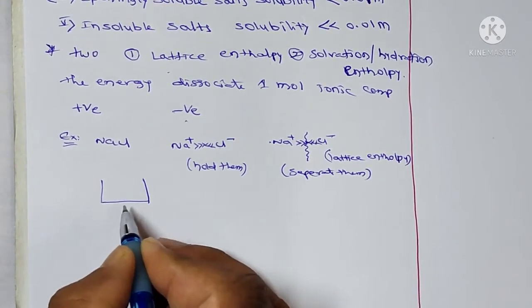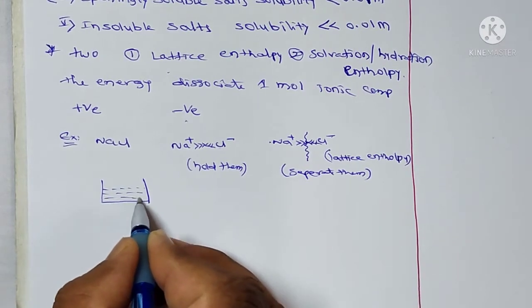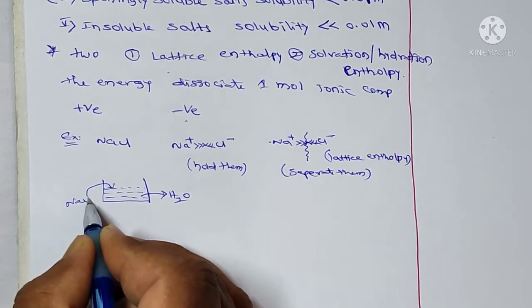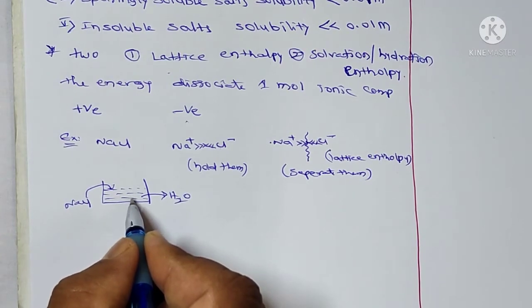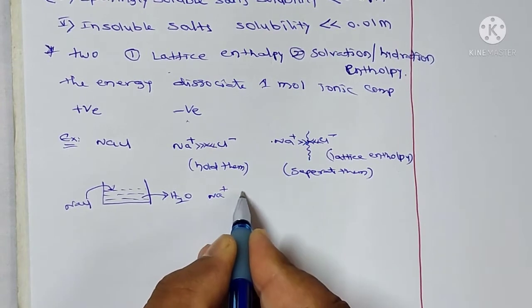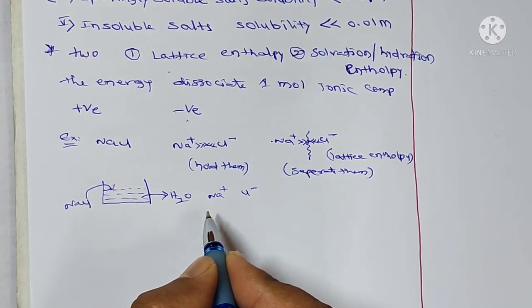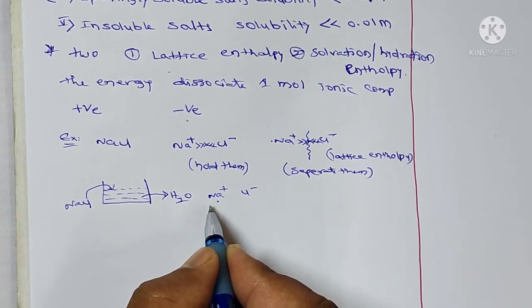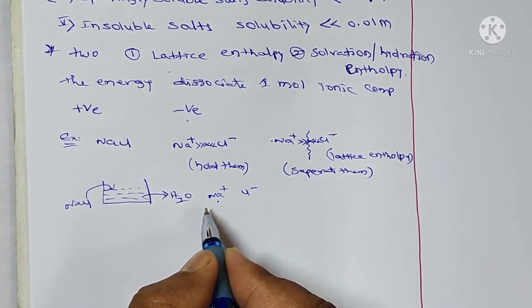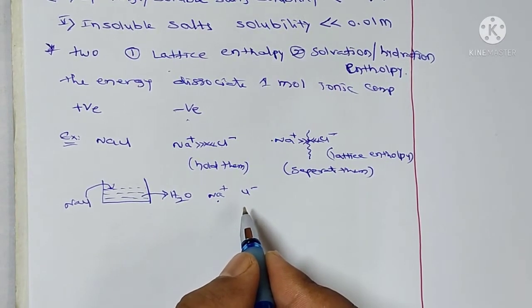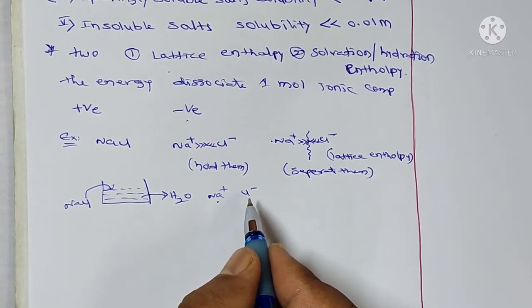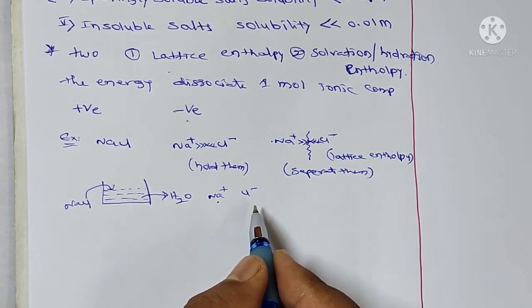So here I am taking one beaker. In that beaker I am taking water. When the NaCl salt dissolves in water, a polar solvent, then the Na plus and Cl minus ions are hydrated, meaning Na plus ions are surrounded by water molecules due to attractive force between the Na plus positive charge and the oxygen negative charge in the water, and Cl minus ions are surrounded by H2O molecules due to attraction between the Cl minus negative charge and the hydrogen positive charge in the water.